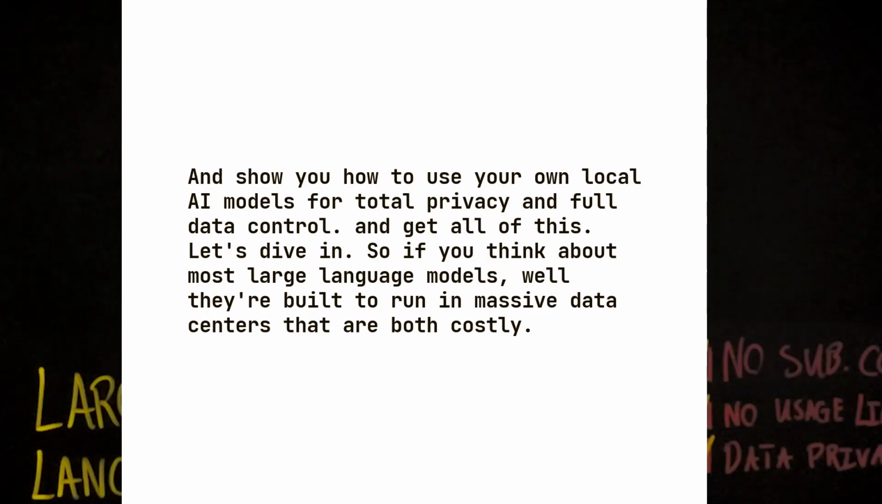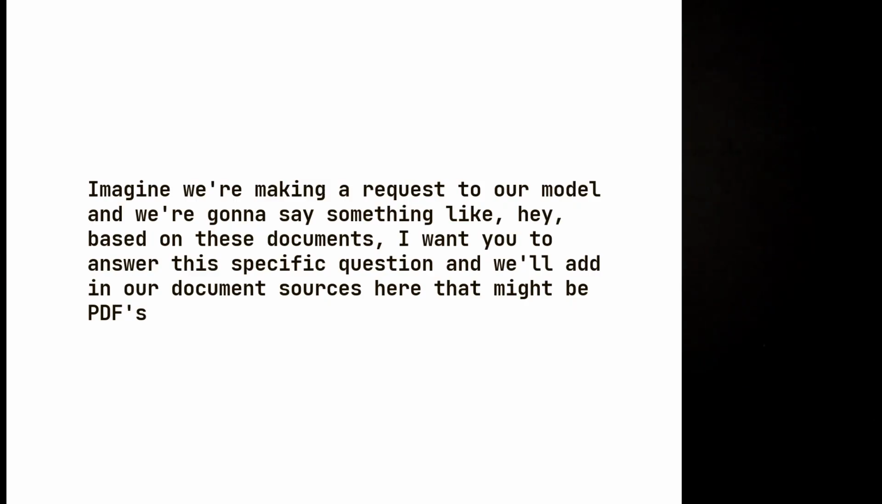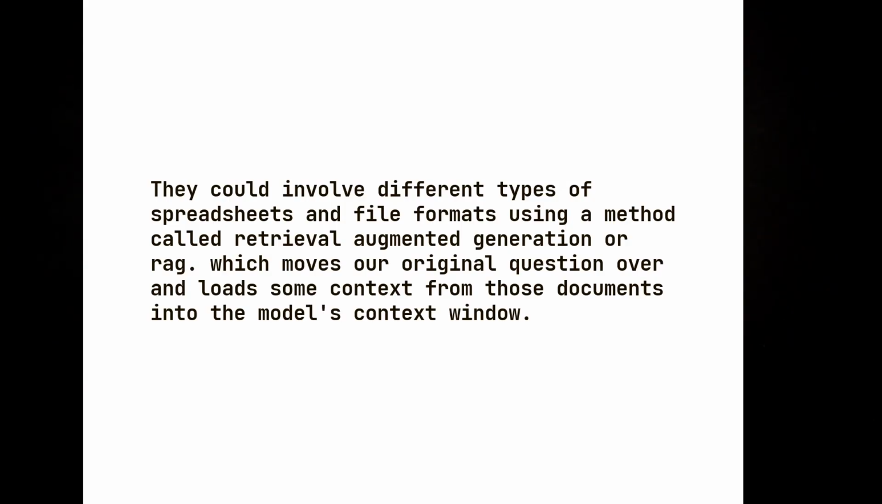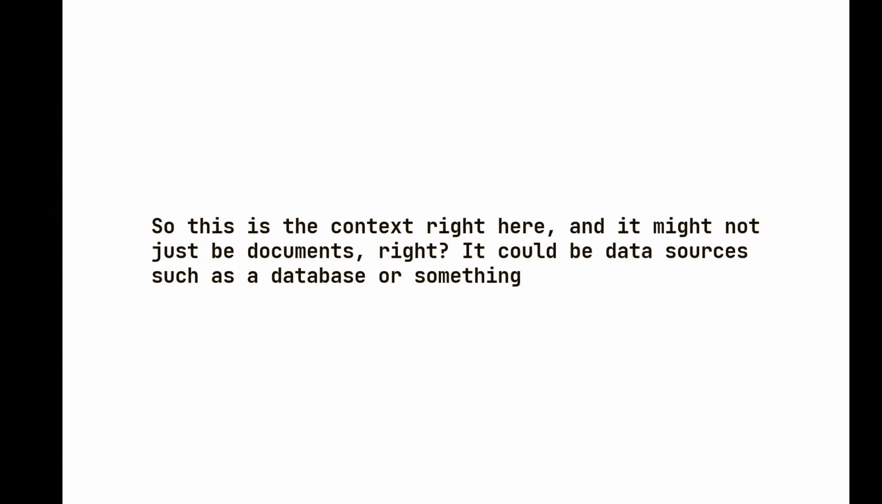Let's dive in. So if you think about most large language models, well, they're built to run in massive data centers that are both costly and power hungry. So let's go over this. Imagine we're making a request to our model and we're going to say something like, hey, based on these documents, I want you to answer this specific question. And we'll add in our document sources here that might be PDFs. They could involve different types of spreadsheets and file formats using a method called Retrieval Augmented Generation, or RAG, which moves our original question over and loads some context from those documents into the model's context window.